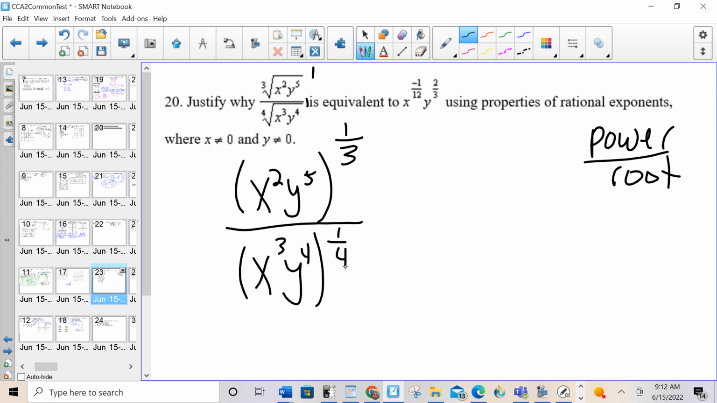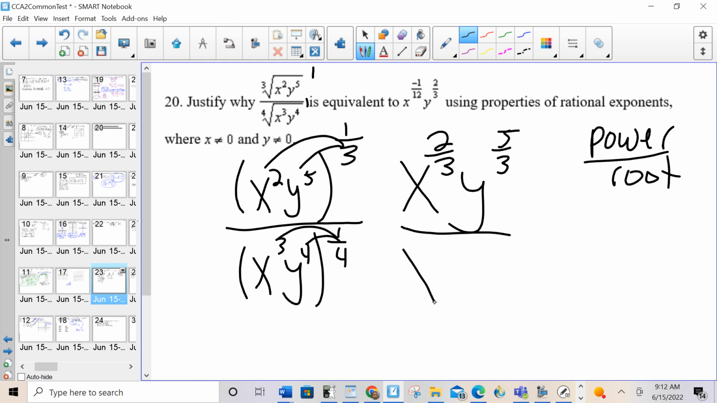Get rid of parentheses. If you have an exponent outside parentheses, everything inside gets it. When I'm raising a power to a power, I multiply the powers. 2 times 1 is 2 over 3. 5 times 1 is 5 over 3. On the bottom, 3 times 1 fourth is 3 fourths. And 4 times 1 fourth is 4 over 4, which is 1. Negative exponents are fractions. I don't see negative exponents. Clean it up, MD. MD stands for multiply or divide.